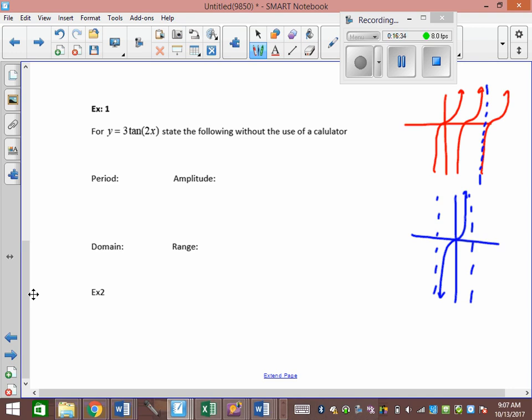Where is x 0 on the unit circle? Where's x 0 on the unit circle? At 90 and 270, right? So on a basic tan x graph, no shifts, no nothing, your asymptotes are going to be at 90 and 270, and every coterminal 90 and 270 from there on, backwards and forwards. You're going to have asymptotes.